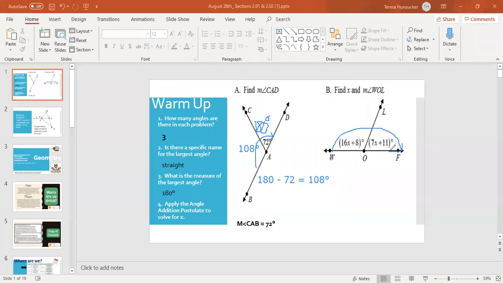One endpoint, point O on ray OL sits on the line. And then we have 2 smaller angles, WOL and FOL. So we know that we have a straight angle, and the 2 smaller angles will add to 180. They're supplementary. They also share a side.